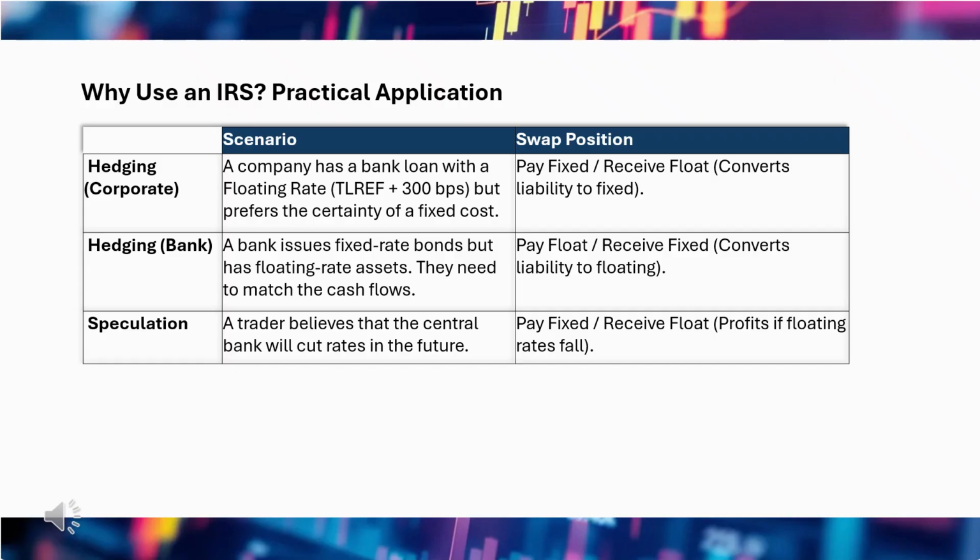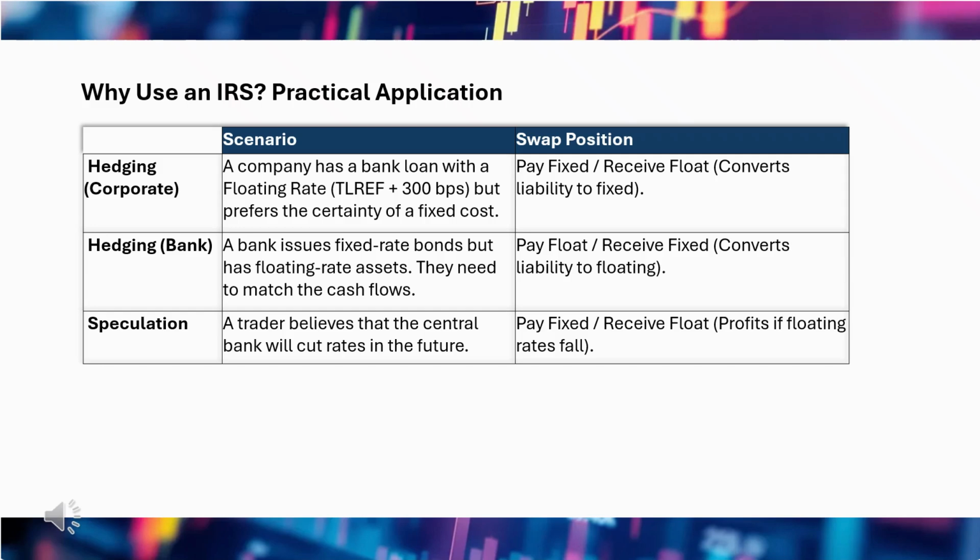application, hedging. Imagine a corporate treasury with a floating rate bank loan, say TLREF plus 300 basis points. This creates payment uncertainty, which is a major risk for budgeting. To solve this, the company enters a swap where they pay fixed and receive float. Result: the floating leg they receive from the swap perfectly offsets the floating interest they pay on the bank loan. All that is left is their obligation to pay the fixed rate on the swap. They have successfully converted their uncertain floating liability into a certain fixed cost. This is the core function of corporate hedging.